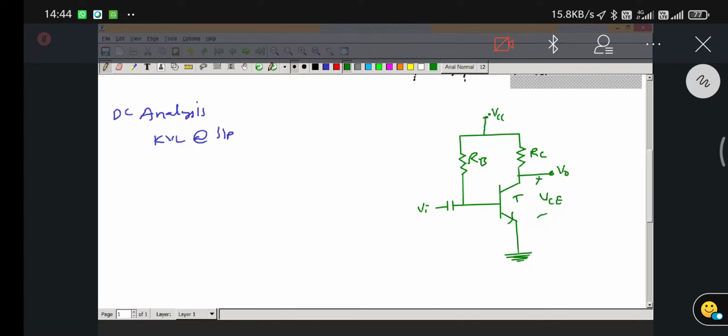This is the VCC voltage. While we are doing the DC analysis, the capacitor is going to be an open circuit. So this is the input port. This portion is the input portion.